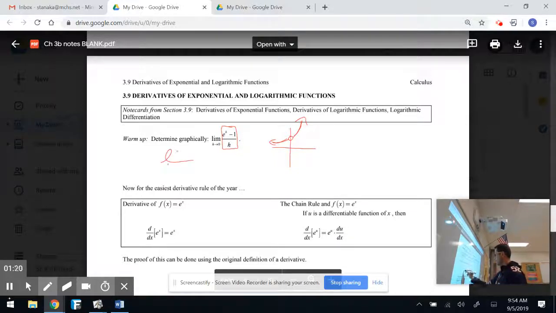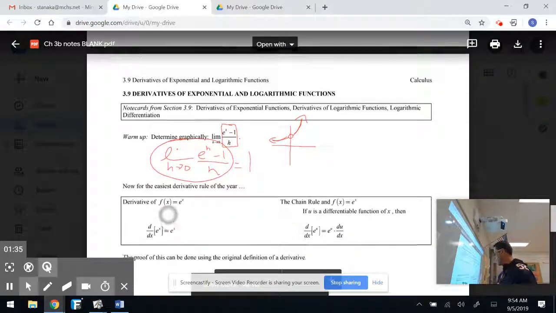So a rule that we can use for the rest of the year, kind of like the smiley face over smiley face, is the limit of e to the h minus 1 all over h is equal to 1. All right, so you guys can use that from now on. Okay, now here we go.